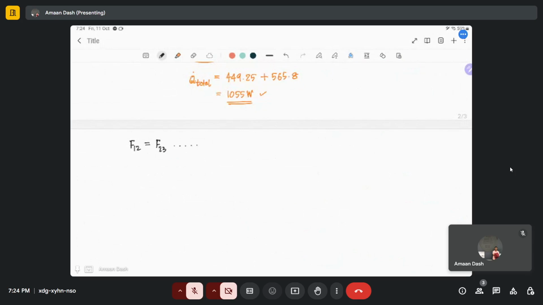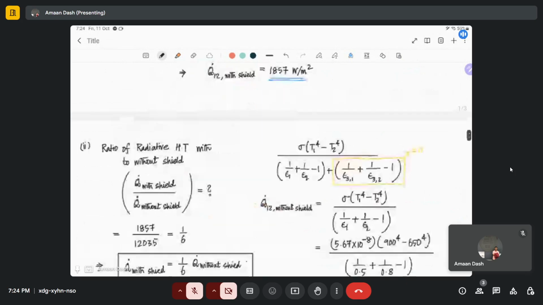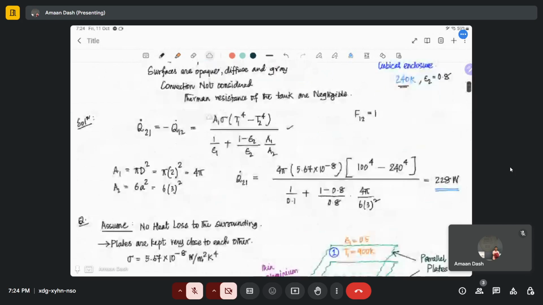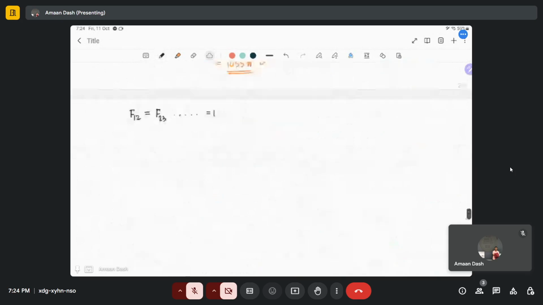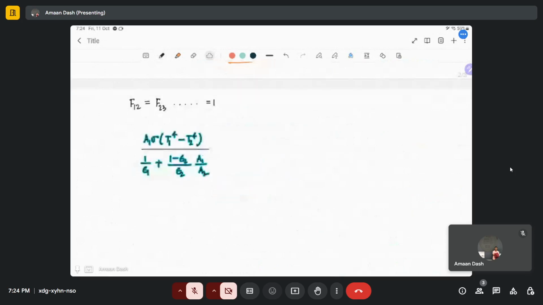Now we can calculate the total heat loss from the outer surface. Let me write Q dot total is equal to 449.25 plus 565.8. So that will be around 1055 watt.